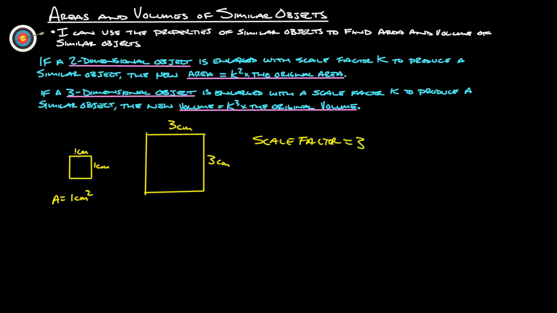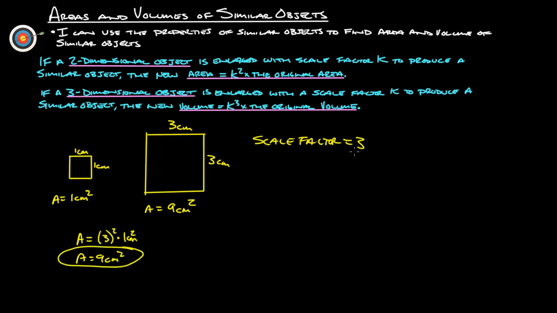Because you take this side, multiply it by 3 to get to that side, this side, multiply it by 3 to get to this side. So when we find the area of this, 3 times 3, the area is now 9 centimeters squared, right? So what this is saying is the area is going to be the scale factor squared times the original area. In this case, the scale factor, which is 3, squared times the original area. So 3 squared is 9 times 1, area is 9 square centimeters.